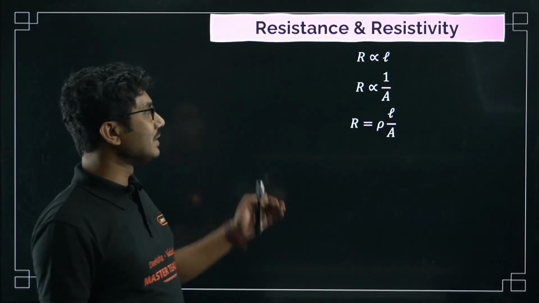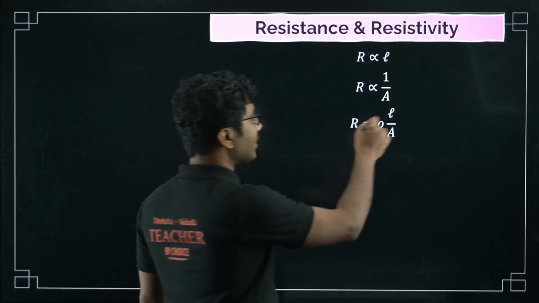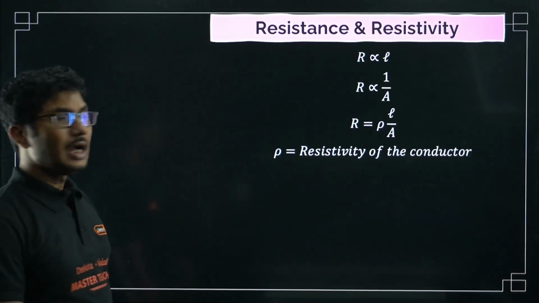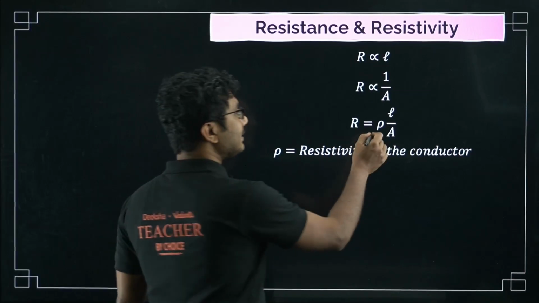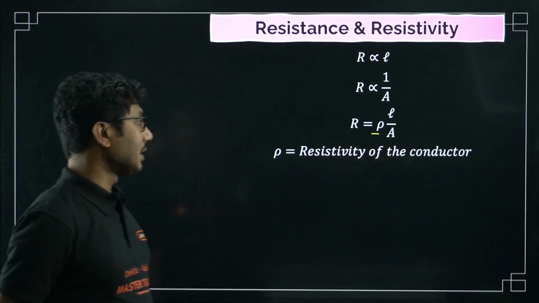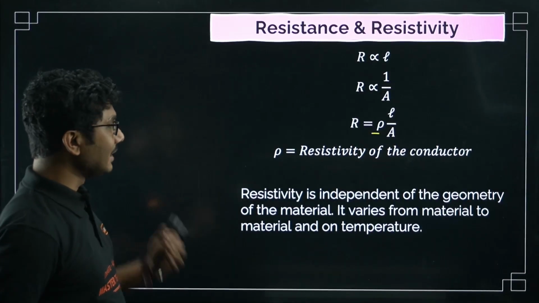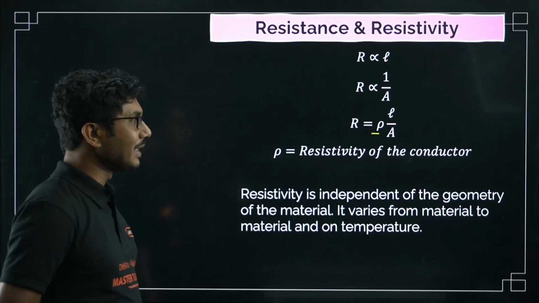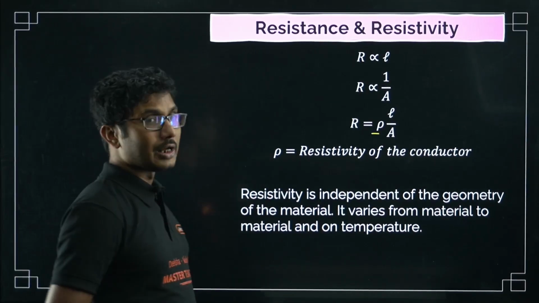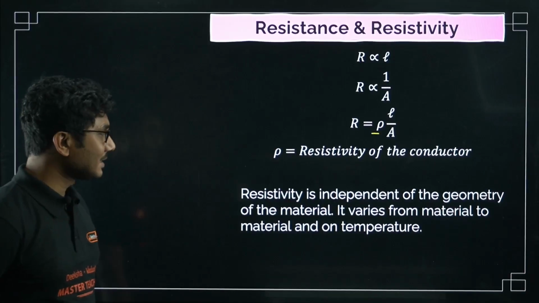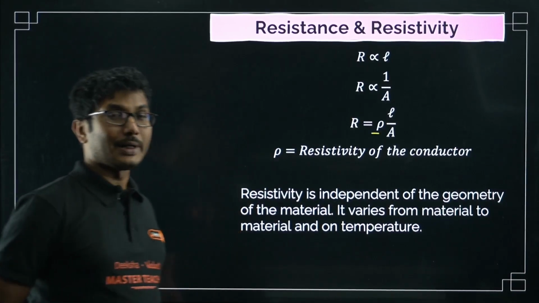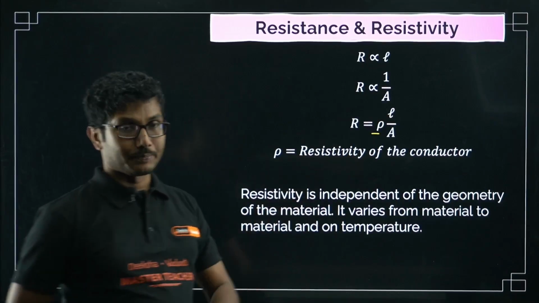If you combine these two relations, you get R = ρL/A. Here ρ is called the resistivity of the conductor, and this depends on the material of the conductor. Resistivity is independent of the geometry. It varies from material to material and with temperature only. So obviously resistivity varies from material to material, but it is independent of L and A.